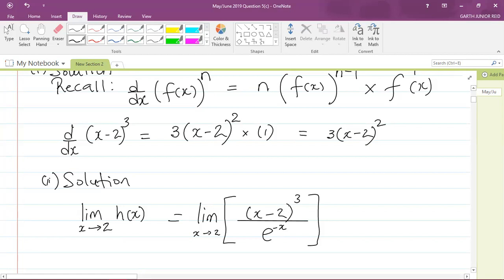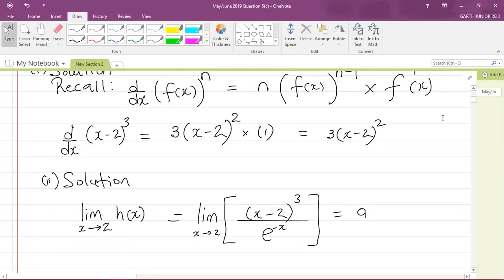What do we get? Well, I recognize here, in the brackets, I will have a 2 minus 2, raised to the power 3, right? I know that 2 minus 2 is 0, okay? And in the denominator, I will have e to the minus 2, which is going to be a constant. So what I really have is 0 divided by a constant, which is actually 0. So I can say that this is equal to 0, all right? And that is the answer for the limit.